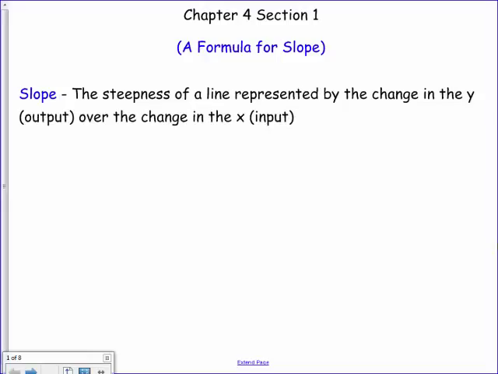We found the rate of change, right? Slope is the same thing as our rate of change from previously. So that's the nice part. We should already have some experience in finding slope.